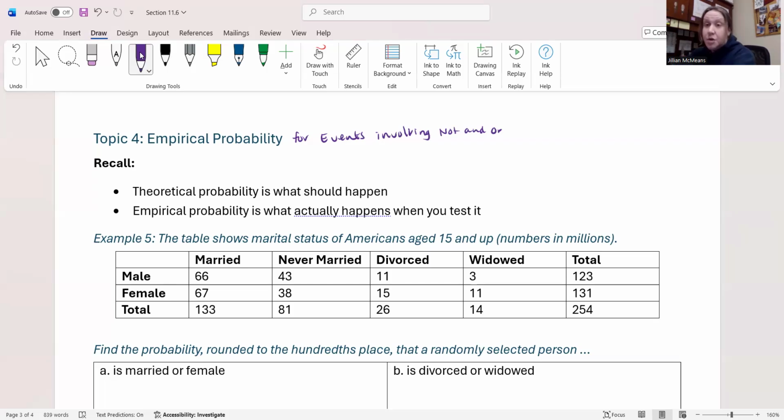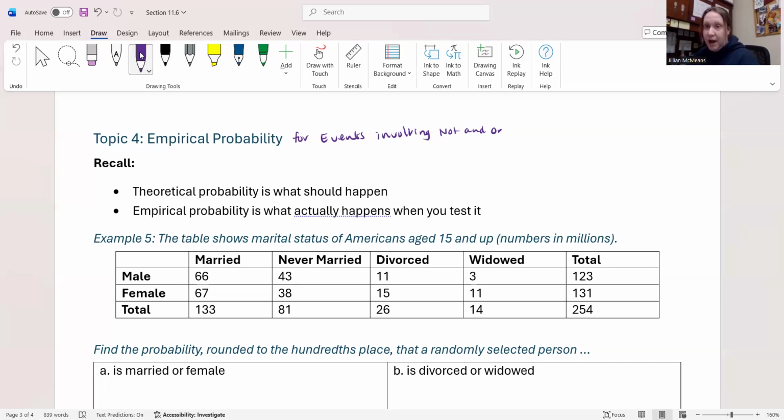Luckily, this table you have seen before. The table shows marital status of Americans age 15 and up. The numbers are in millions. We have the table split male, female, and then the marital status that you could have is married, never married, divorced, or widowed. And remember, we talked about this in 11.4. Assume we're talking about the most current marital status, the day this information is collected. What is your current marital status at that point?